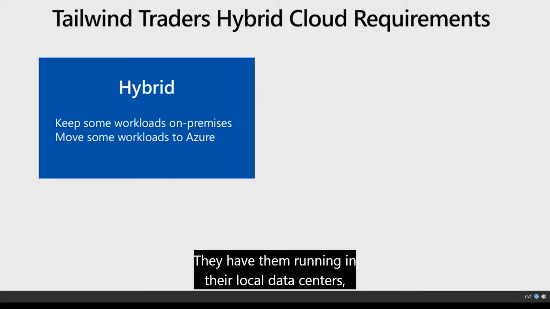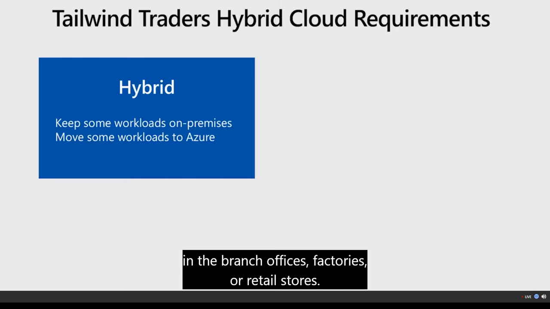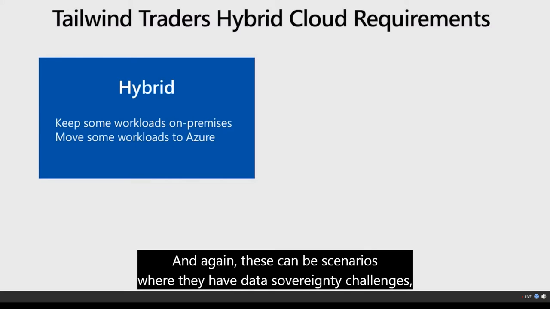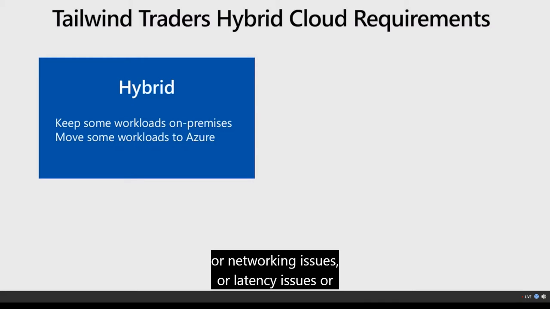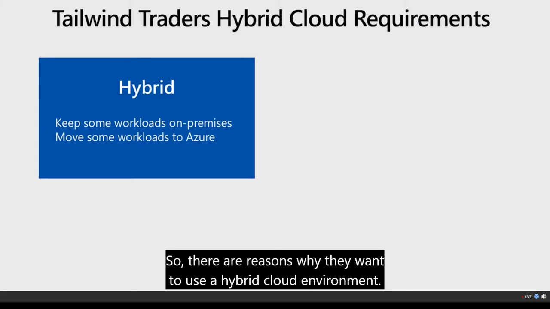They have them running in their local data centers, at their branch offices, factories, or retail stores. And again, these can be scenarios where they have data sovereignty challenges, or networking issues, or latency issues, or no network connectivity available to an Azure region, right? So there are reasons why they want to use a hybrid cloud environment.